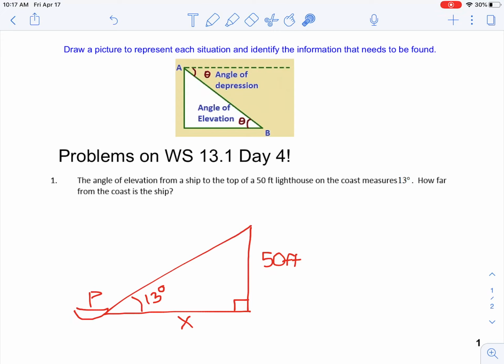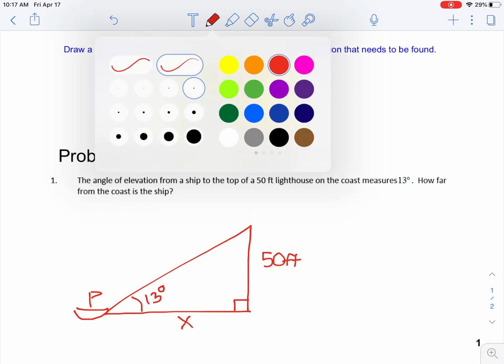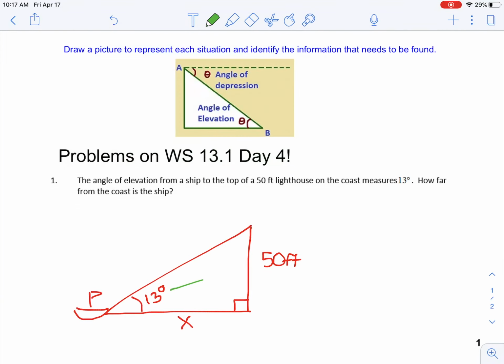Okay, so now that we've set up our picture, we can set up an equation to solve for this distance. So if we're using that angle, 13 degrees is our angle. So if you want to circle that angle, you can, like we've done in previous problems. And then across from that angle where we have 50 feet, that would be our opposite side. Then x, the distance that we are looking for, that's our other leg that's actually forming our angle. That would be the adjacent side.